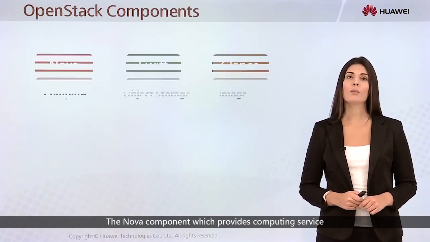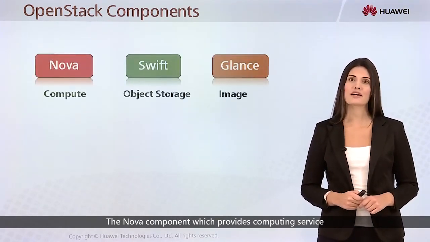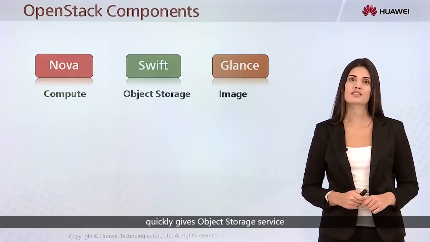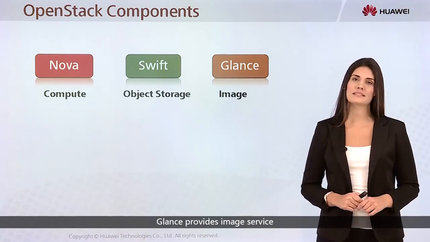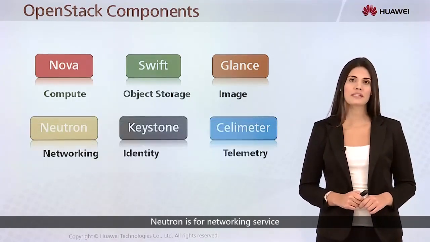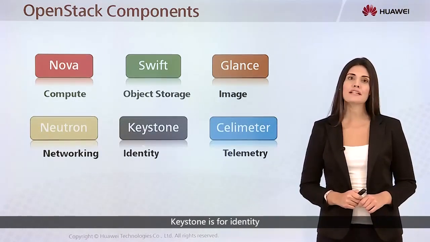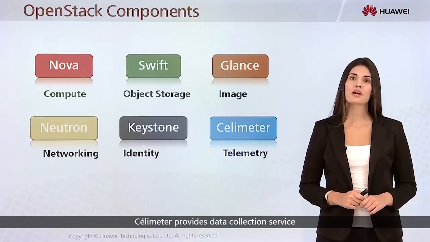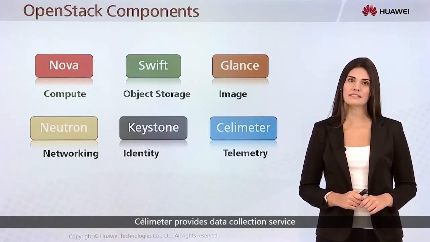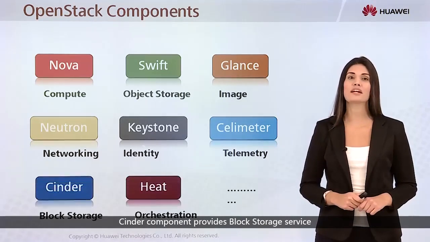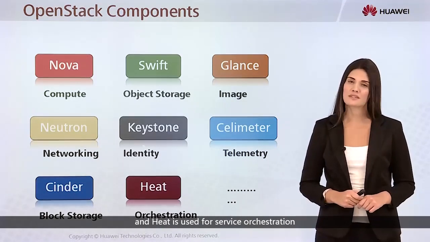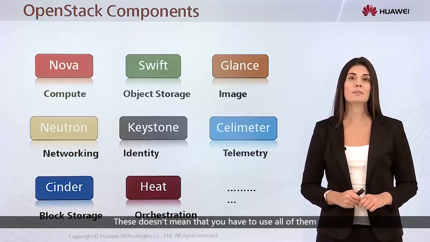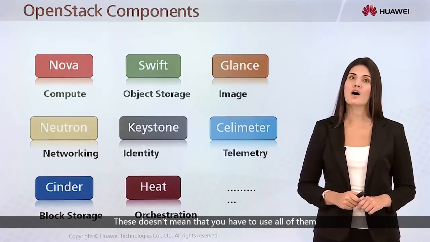The Nova component provides computing service, Swift provides object storage service. Glance provides image service. Neutron is for the networking service. Keystone is for identity. Ceilometer provides data collection service. The Cinder component provides block storage service, and Heat is used for service orchestration. This doesn't mean that you have to use all of them.